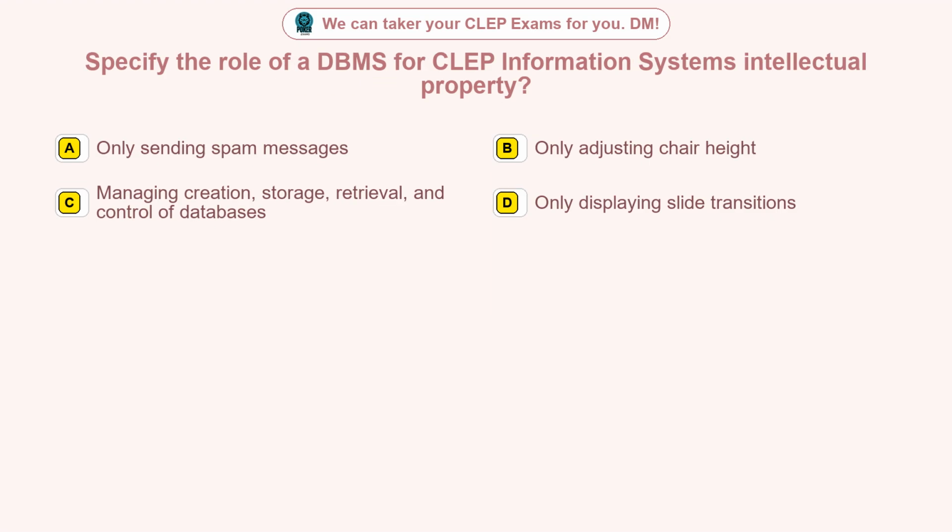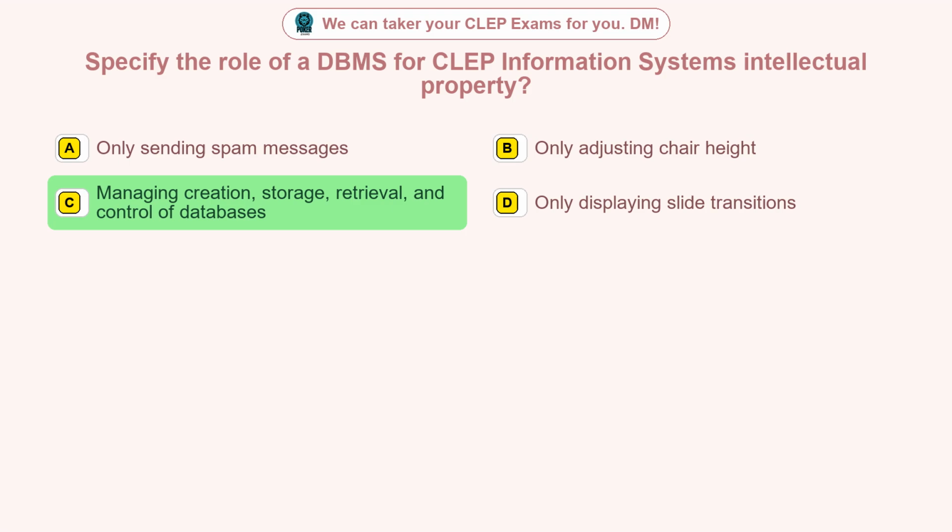Question 80. Specify the role of a DBMS for CLEP Information Systems intellectual property. Option A. Only sending spam messages. Option B. Only adjusting chair height. Option C. Managing creation, storage, retrieval, and control of databases. Option D. Only displaying slide transitions. The correct answer is option C.